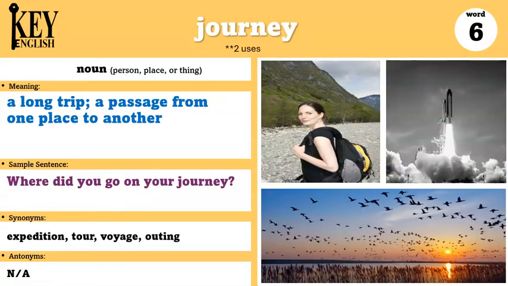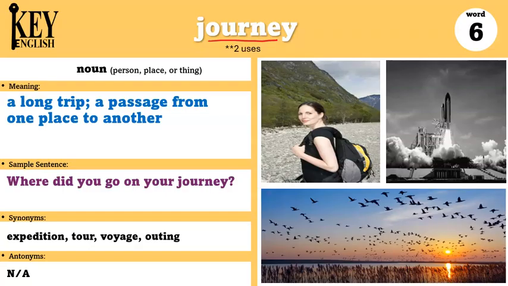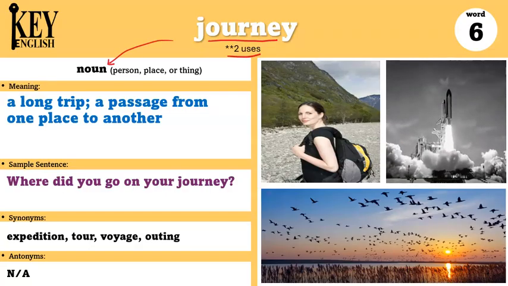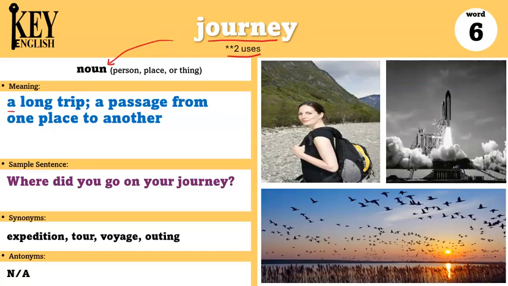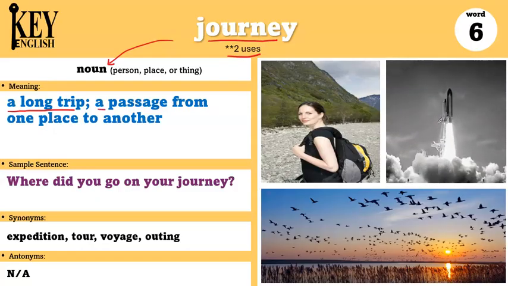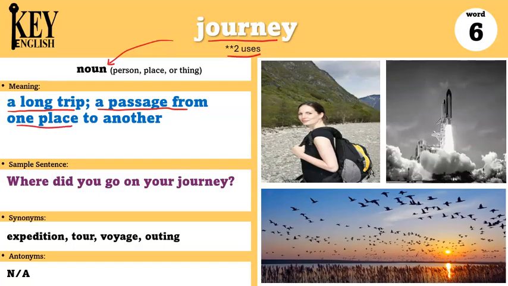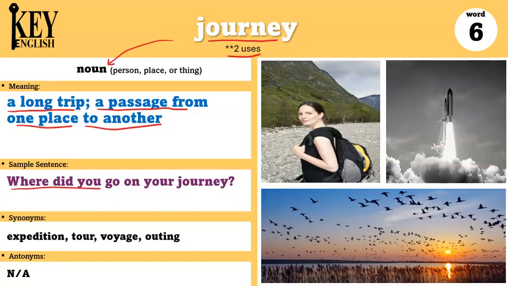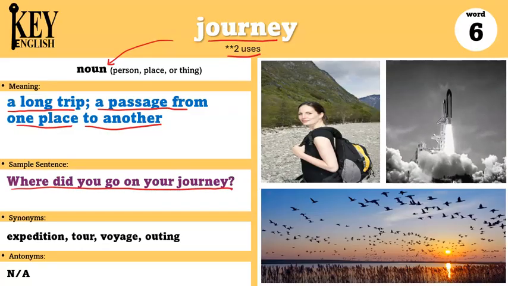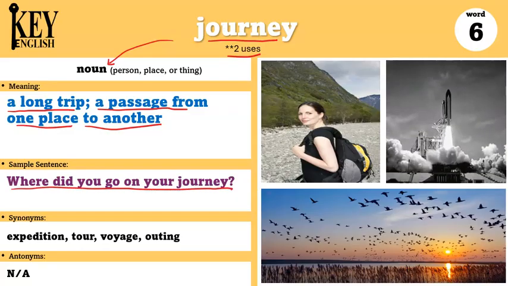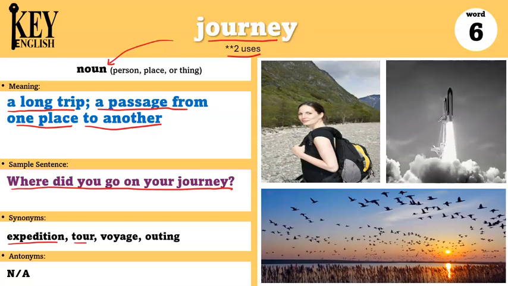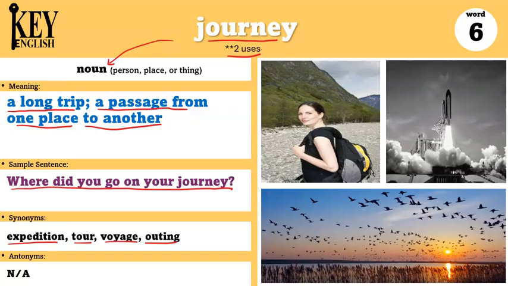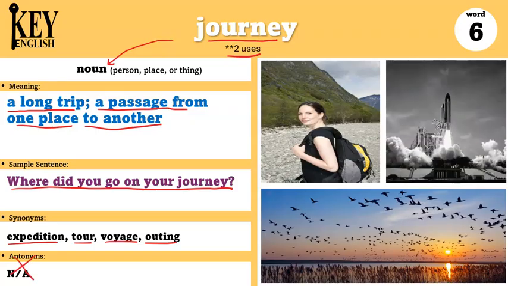Our next word is journey. Journey has two different uses. First, we can use it as a noun, and it means a long trip, a passage from one place to another. For example, where did you go on your journey? Some synonyms are expedition, tour, voyage, and outing. There are no antonyms for this word.